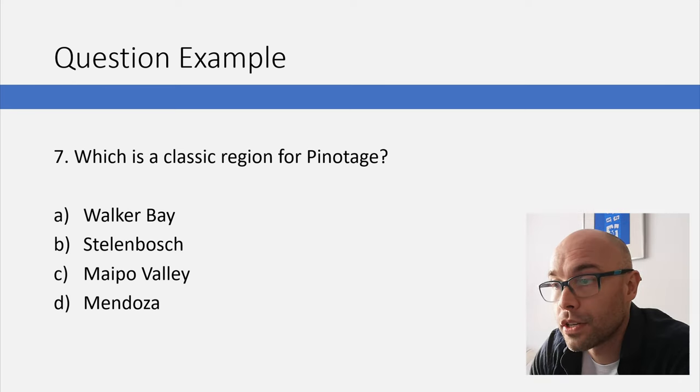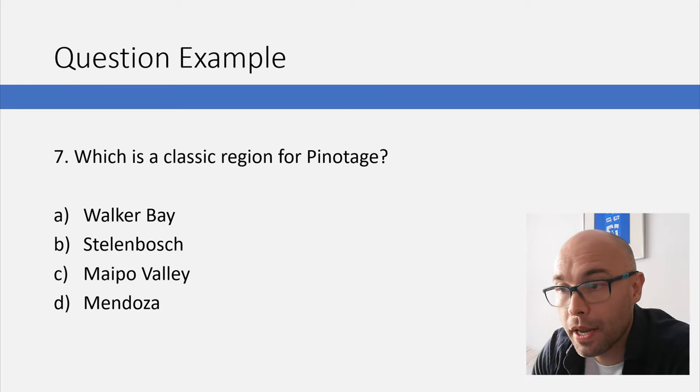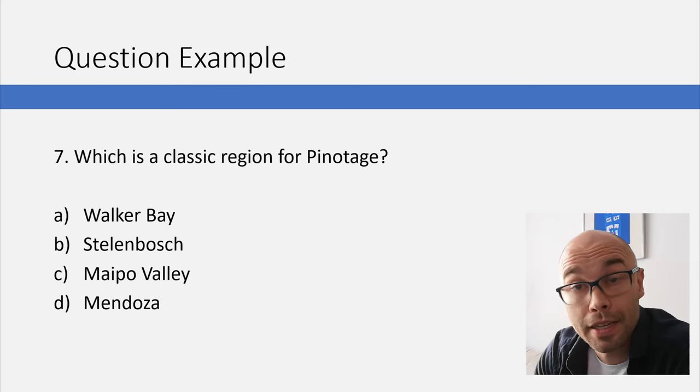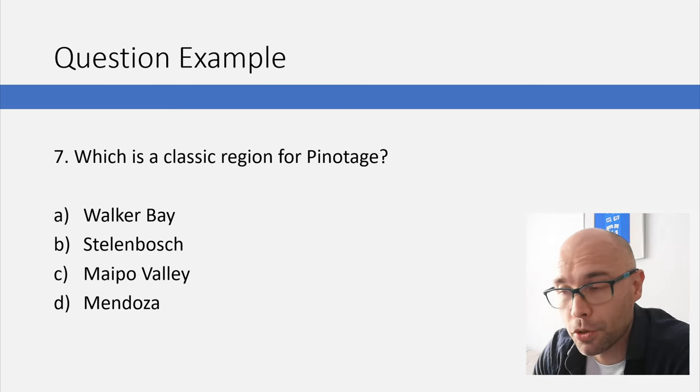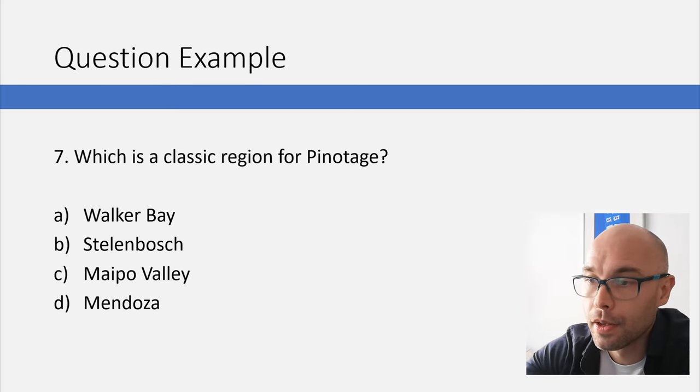Which is a classic region for Pinotage? Walker Bay, Stellenbosch, Maipo Valley, Mendoza. The correct answer is B, Stellenbosch. Walker Bay, again, we said that it is in South Africa, but it's more connected with Pinot Noir.